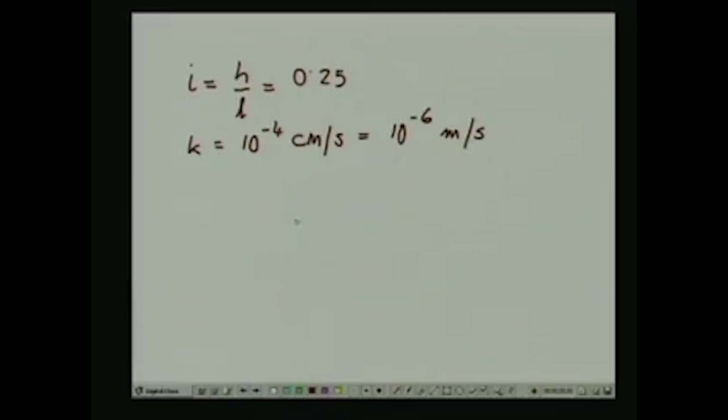I should draw your attention to my usage of centimeter per second as the unit of permeability, although we are in general sticking to SI units in this particular series of lessons.